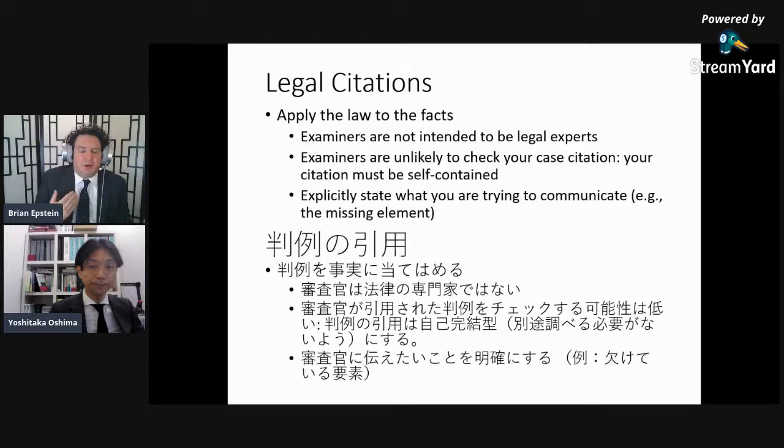And when it comes to citing case law, your examiners are unlikely to check your case citation. In fact, some of them have told me that they've been told not to get involved in case law discussions. So they're not going to look up what KSR says. They're not going to look up what In re Zerko says. And so therefore your citation must be self-contained.